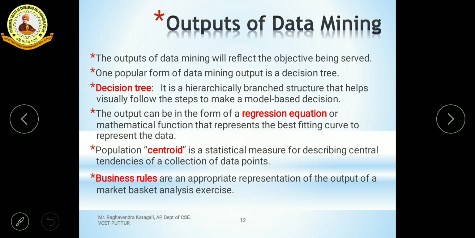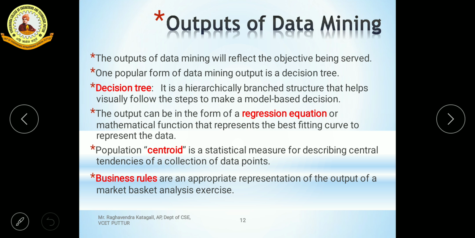Okay, then the next point is outputs of data mining. What are the outputs of data mining? So the outputs of data mining will reflect the objective being served. Data mining techniques can serve different types of objectives, right? So these outputs will reflect the objective being served.